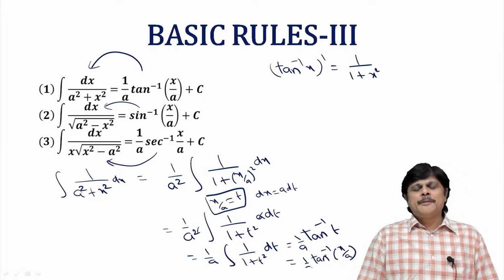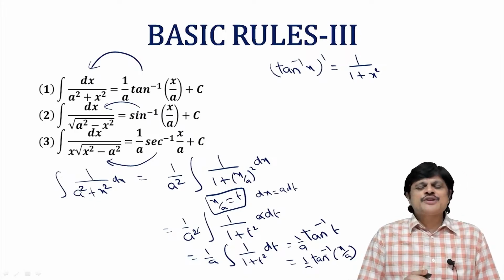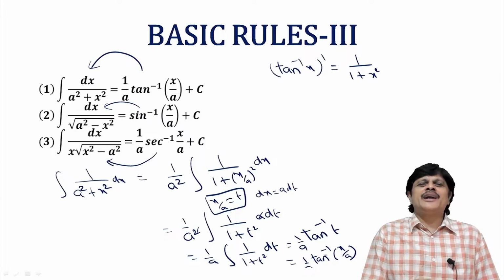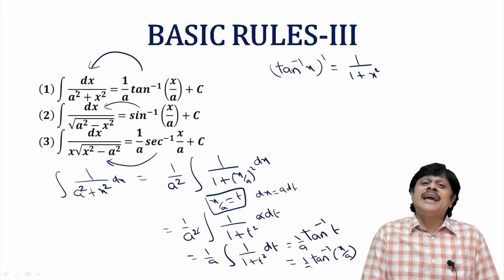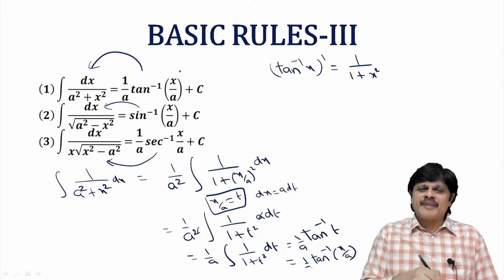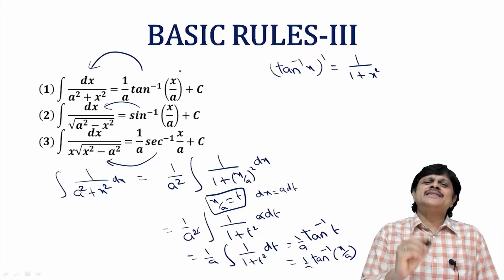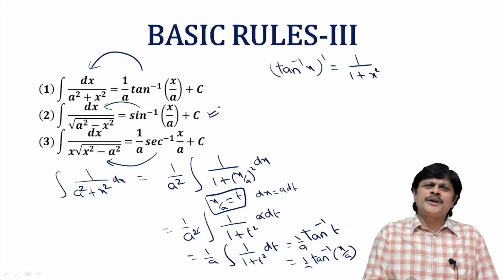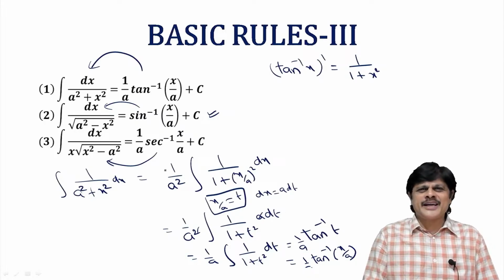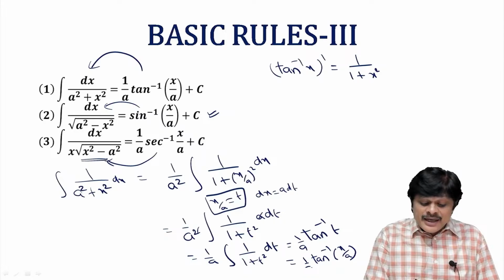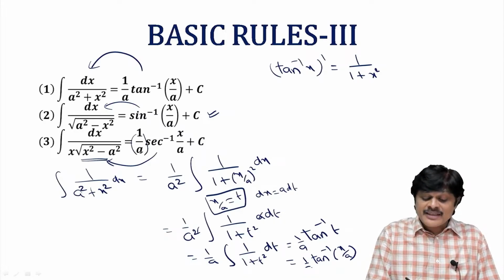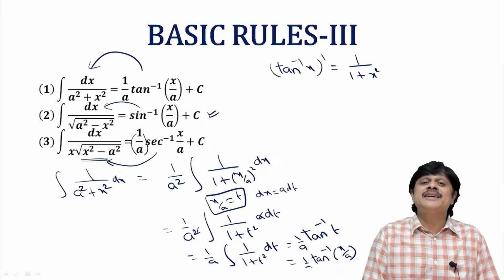Like that you get it. But at least the standard ones, if you remember, it is good for health. So integral 1 by a square plus x square dx is 1 by a tan inverse x by a. Similarly, integral 1 by a square minus x square dx, here we will not have that 1 by a factor. You can check with the same method: it is sin inverse x by a, or you can also write it as minus cos inverse x by a. And integral dx by x root x square minus a square also has the 1 by a factor: 1 by a into secant inverse x by a.